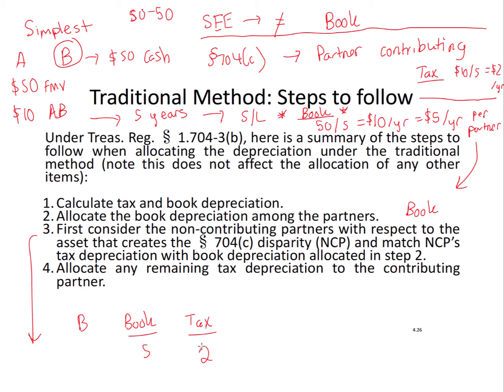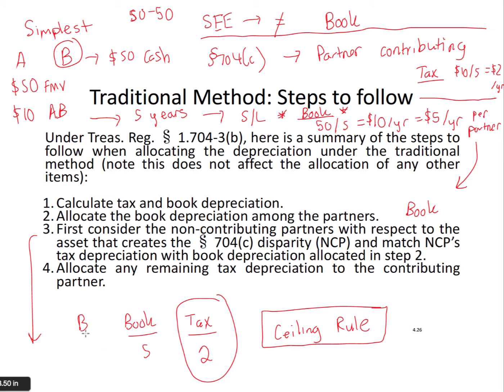So if we had 5, all 5 would go to B, and then whatever's left, allocate any remaining tax depreciation to the contributing partner, to the one that contributes, which would be A. But guess what? B can only be allocated 2 because you can't create anything out of thin air under the traditional method. This is called the ceiling rule. And the traditional method respects the ceiling rule. The ceiling rule basically means this situation right here. When the tax number is so low that the non-contributing partners can't get their full book amount, then the traditional method respects it and says, hey, we can't go any farther than the tax amount. We can't create anything out of thin air. That's the key. So that's how we do the allocation. So in this specific instance, B would get 2 for tax and A would get 0.